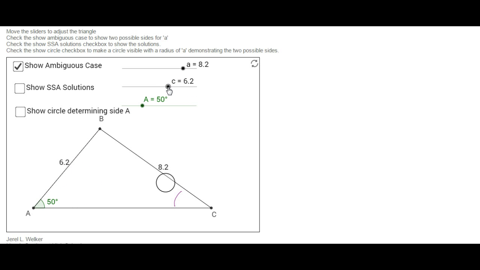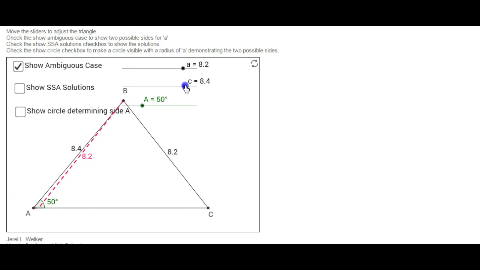Okay, so look, there's only one possible triangle here, right? If this side is longer than this side, you can only make one triangle. Show ambiguous case. There's no ambiguous case. If I make this side, the 6.2, longer, get it over 8.2, right? Then we've got the ambiguous case.